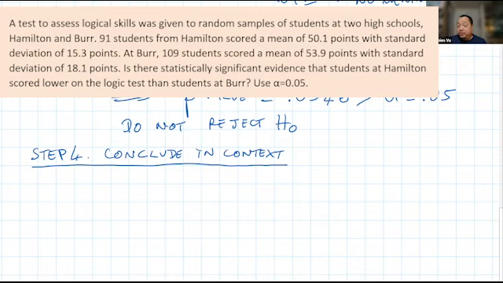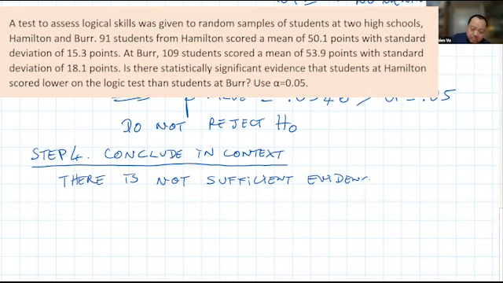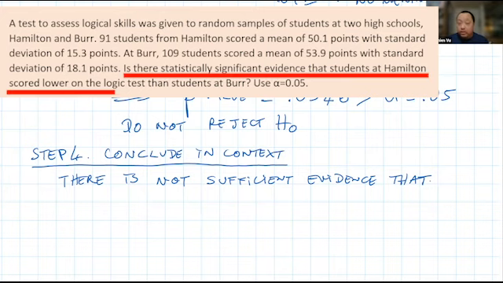When we do not reject H0, the conclusion starts with, there is not sufficient evidence that... that what? That whatever verbal context that's equivalent to the alternative hypothesis HA. Well, HA in this case is the claim that Hamilton scored lower than Burr. Well, just write that down, borrowing as much from the question prompt as possible. In fact, I'll even borrow the phrase statistically significant evidence.